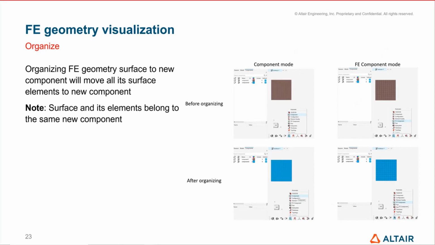Also, we have to take a look at the organizing behavior with FE geometry. In this case, I have an FE geometry surface where the geometry as well as the elements are in one component. Now if I move this surface to another component, what is the behavior? When you move these surfaces from one component to another, the elements also move along with the surface. Here I'm moving this surface from component 1, which is brown, to component 2. The elements also move along with the surface.